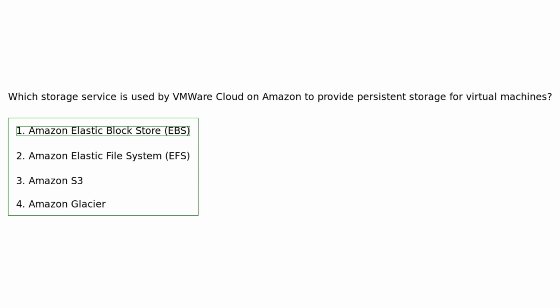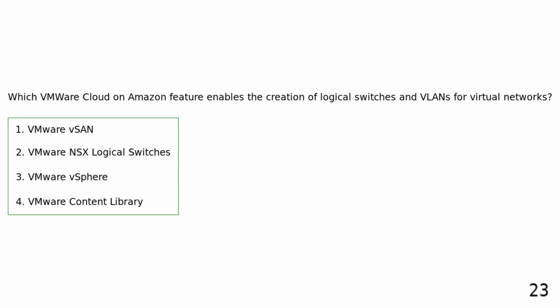Which VMware Cloud on Amazon feature enables the creation of logical switches and VLANs for virtual networks? VMware vSAN, VMware NSX Logical Switches, VMware vSphere, VMware Content Library. VMware NSX logical switches are software-defined switches that enable the creation of logical switches and VLANs for virtual networks within VMware Cloud on AWS, providing advanced networking capabilities and isolation.